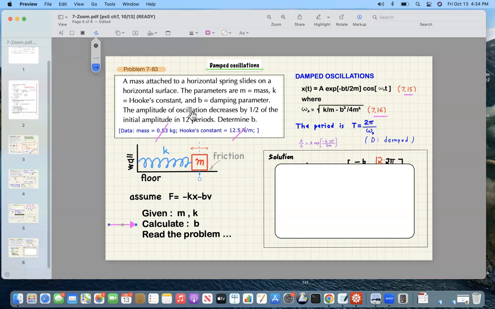The information we're given is that the amplitude decreases by 50% in 12 periods. Now the period is 2 pi over omega. So the period is 2 pi over the square root of K over M minus B squared over 4M squared. And now 12 periods would be 12T.